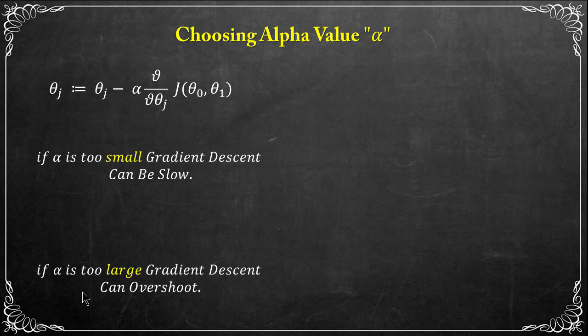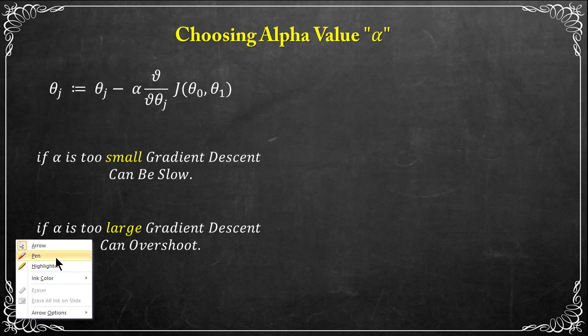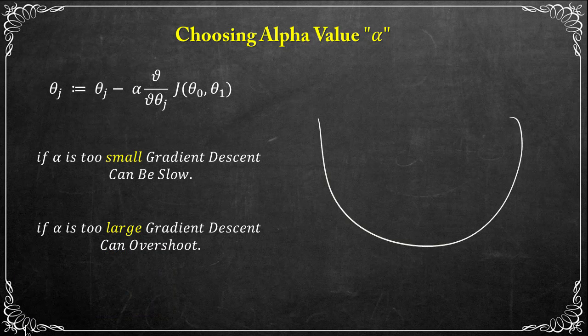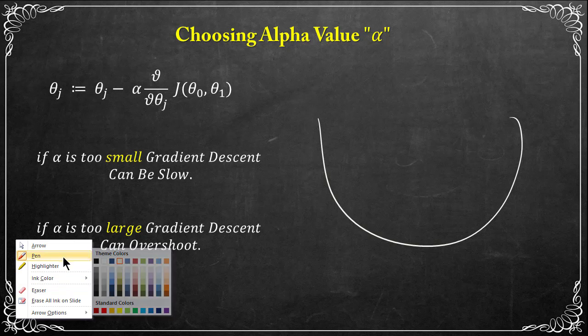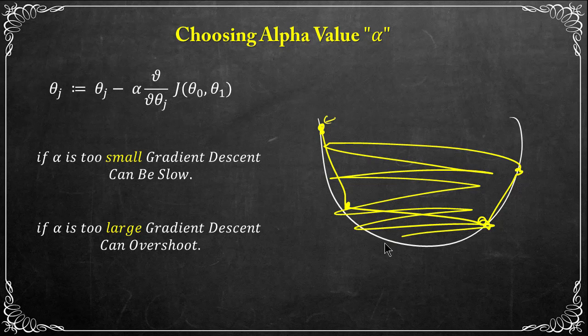And if you choose alpha too large, what will it do? It will overshoot the minimum. What does it mean, Ayush? Let me take the pen and draw. Let's say this is my bowl-shaped cost function, and let's say it starts here, at our initial values of theta 0 and theta 1, and it goes from here, then here. It will overshoot something like this. It will overshoot the minimum and it will never converge.